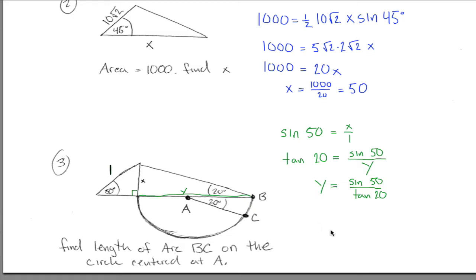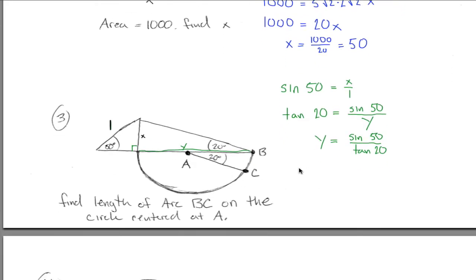So what that tells us is that the radius of this circle, maybe I'll call it r, is equal to half of that value, sine of 50 over tangent of 20, so r equals sine of 50 over 2 tangent of 20, I guess is one way to write it. And now that you know the radius, we can come up with the arc length.